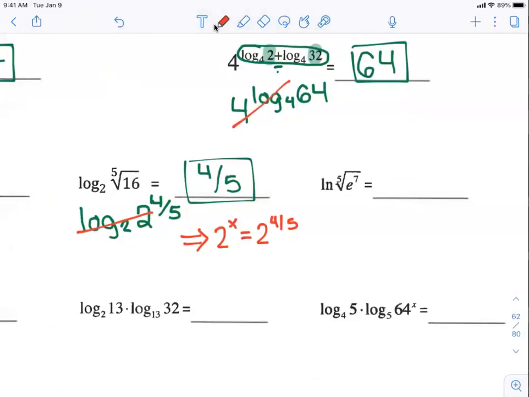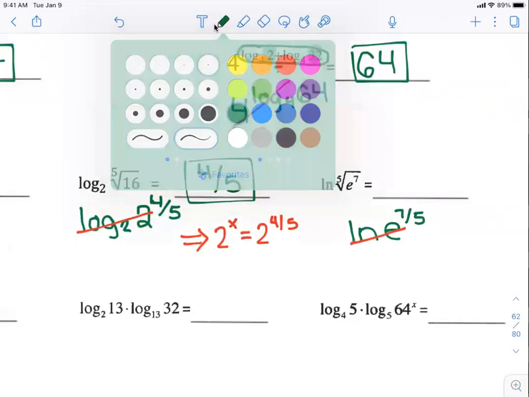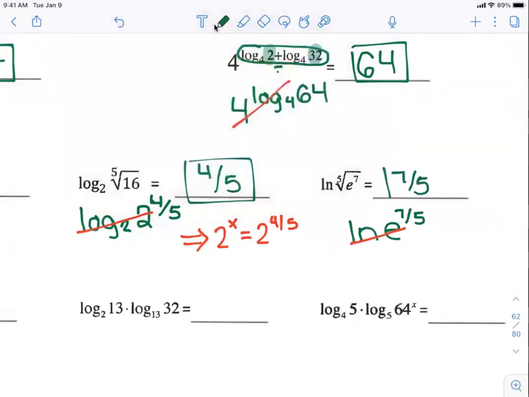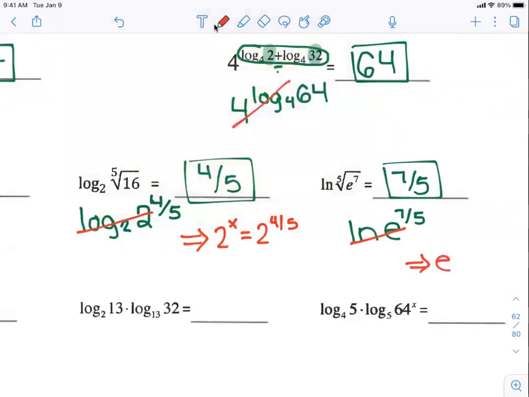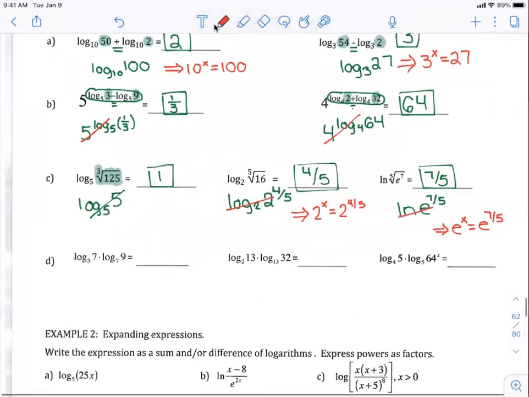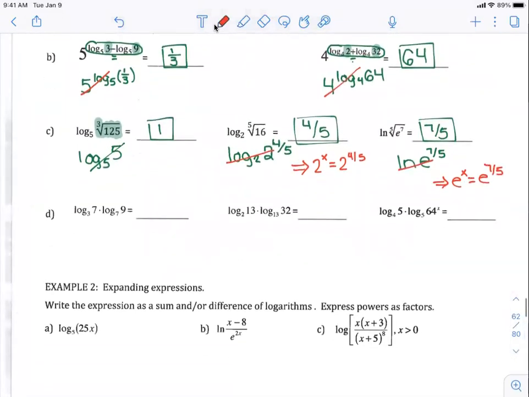All right, next one, same idea here. I'm going to turn it into flower power form. So this is e to the 7/5. And then once again, the natural log and the e will cancel. That's going to give me 7/5. Again, why does it cancel? If you need to, turn it into exponential form in your mind, because this is saying e to what power is e to the 7/5? Well, it has to be 7/5 then. If you want to convert it, you can, and it should tell you what your answer is.